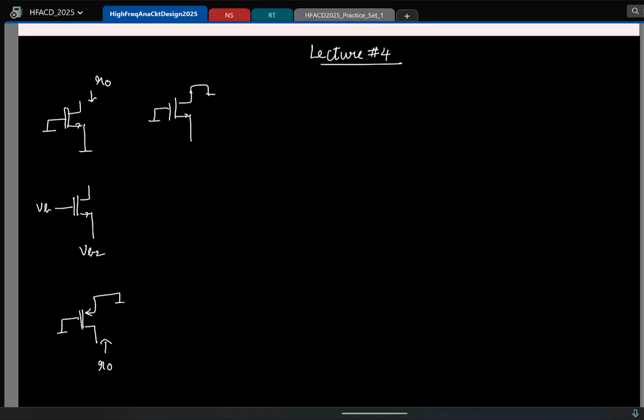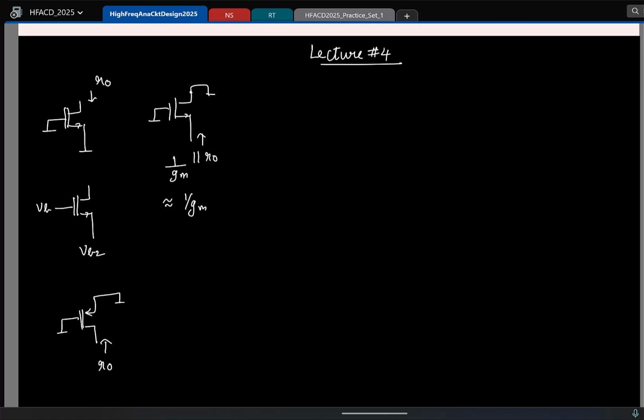Now let's say you have this scenario wherein the drain is incrementally short, gate is incrementally short. So what is the resistance looking into the source now? 1 by gm. Ideally it's 1 by gm in parallel with R0, because the R0 of the transistor is also appearing here, but for all practical purposes this is approximately 1 by gm. Assuming the transistor is in saturation, R0 can be ignored.